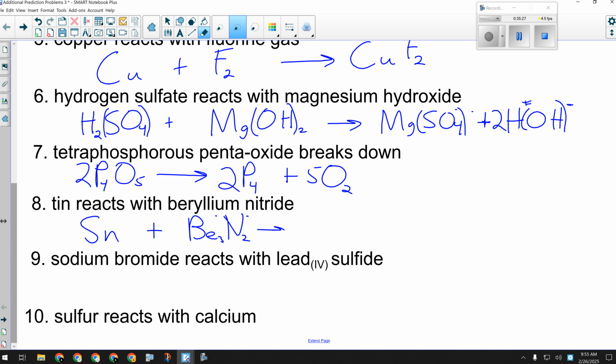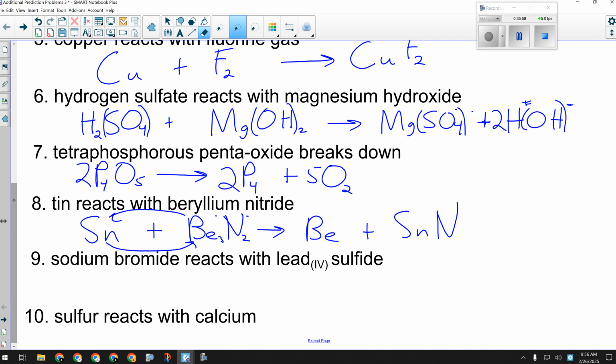What kind of reaction is this? Single replacement. Single replacement reaction. I have an element reacting with an ionic compound. In this case, the element is a metal, so we're swapping the metals here. All right, so that means beryllium winds up by itself, and tin ends up with nitrogen. Okay, is beryllium special? No, it's not. Okay, beryllium's not special.